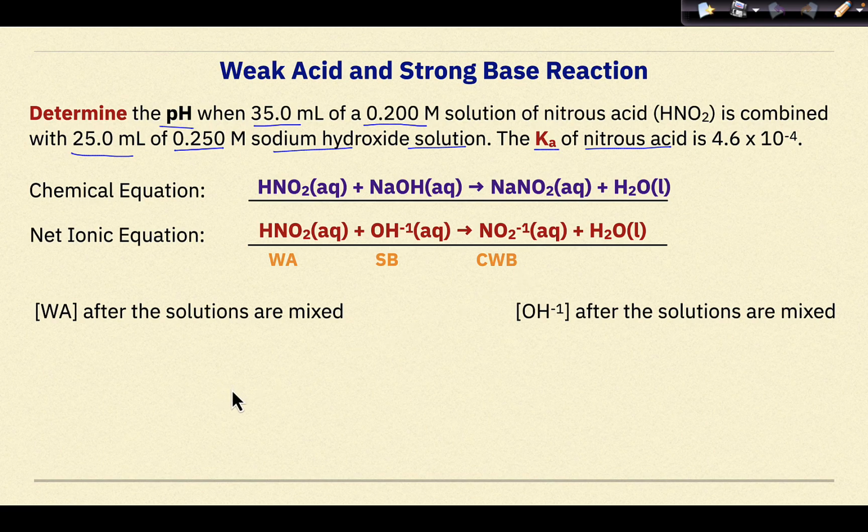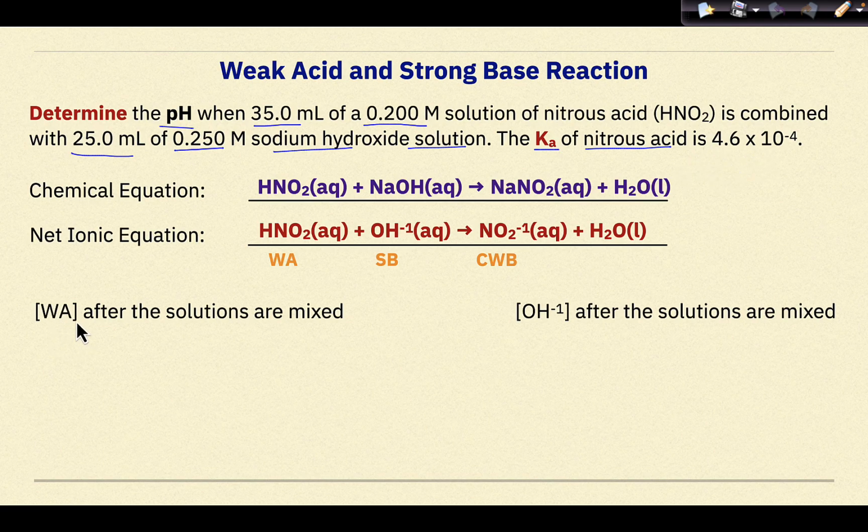Similar to the previous example, the volumes of the two initial solutions are not equal, 35 milliliters and 25 milliliters. The dilution formula is used to calculate the molarity of the HNO2 concentration and the OH⁻ concentration with the combined volumes of solution. The difference here is that a weak acid is involved rather than a strong acid. So the calculated M2 represents the concentration of HNO2 as the majority of the acid exists in the molecular form based upon our Ka value.